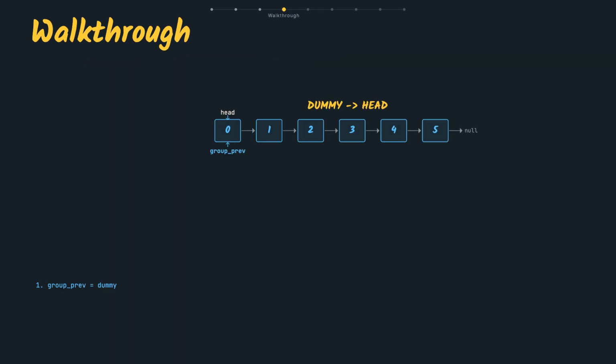Trace it. Dummy in front, group prev on the dummy, k is 2. Walk 2 steps from group prev. Step 1 lands on node 1. Step 2 lands on node 2. Kth is node 2. Group next is whatever follows it, node 3. Set up the reversal. Prev starts at group next, node 3. Current starts at the group head, node 1.